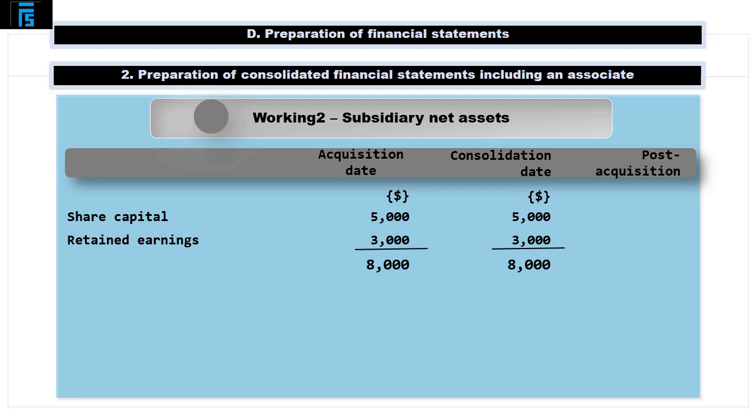The third column, post-acquisition, is used to compute any movements in reserve capital, that is, retained earnings, and if applicable, revaluation surplus between the date of acquisition and the date of consolidation. Seeing as share capital is not of interest to us in this column, we may put a horizontal line there. There is obviously no difference in the balance of retained earnings, meaning that no retained earnings have yet been generated in the subsidiary since the acquisition.